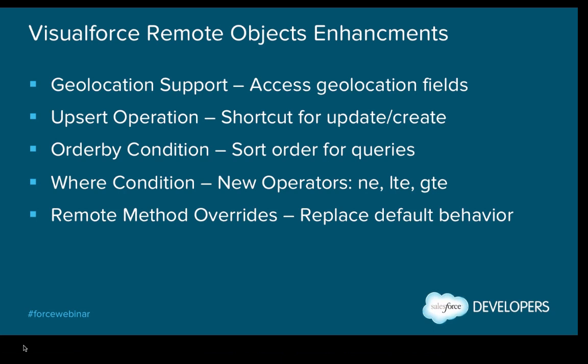Geolocation support. You can actually add a location to any of your objects inside of SFDC. And this gives you a way to get them back directly without having to write additional code, so it makes it much simpler. We've added a convenience for upsert, so that instead of calling update or create based upon whether it's a new or existing object, you can just call upsert and we'll do the right thing based upon if the record exists already.